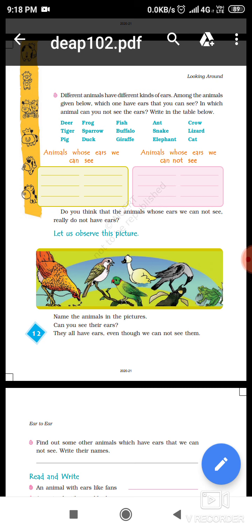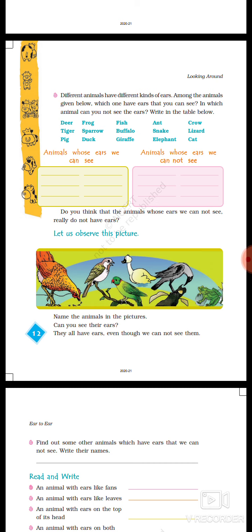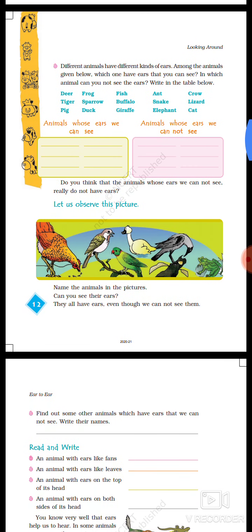Children, observe the animals' ears carefully. Here, some animals have ears like fan shapes, and some have ears like leaves. An animal with ears on the top of its head. An animal with ears on both sides of its head. Understood everyone? Let's see the next page.